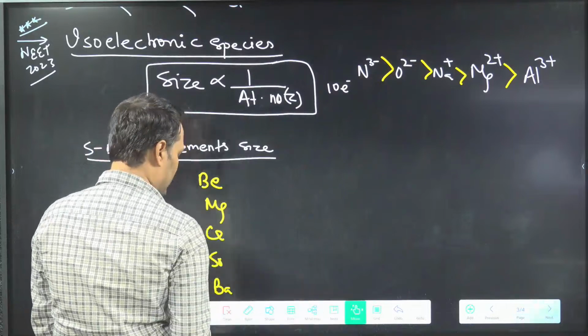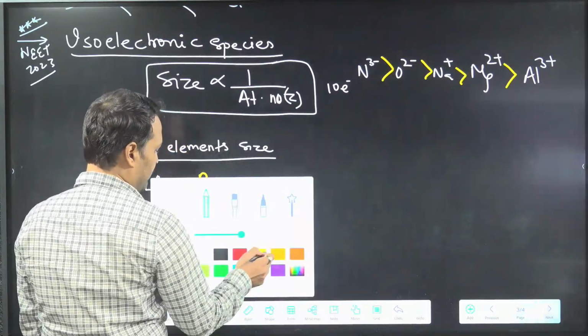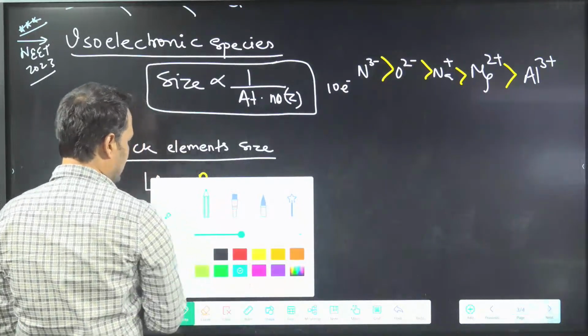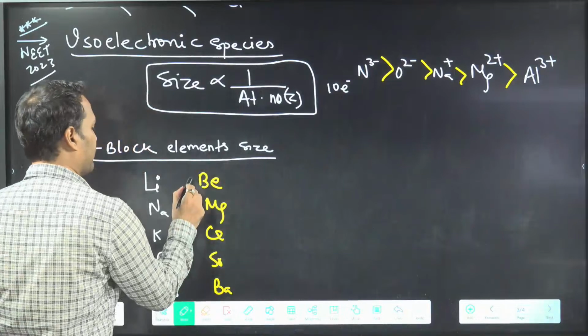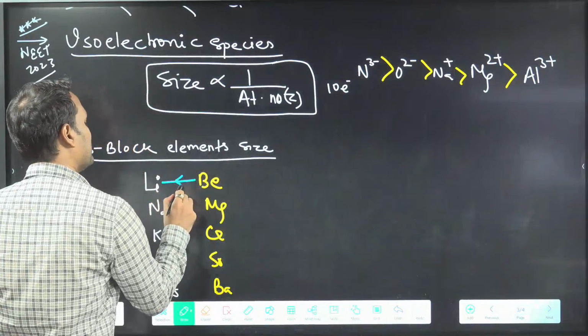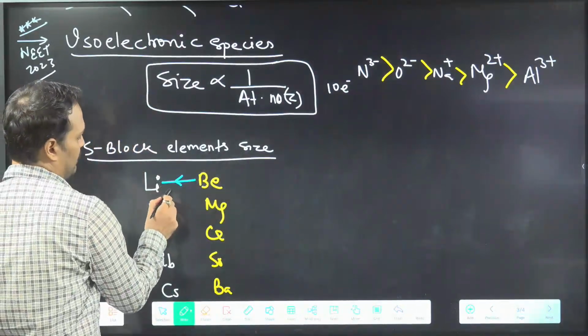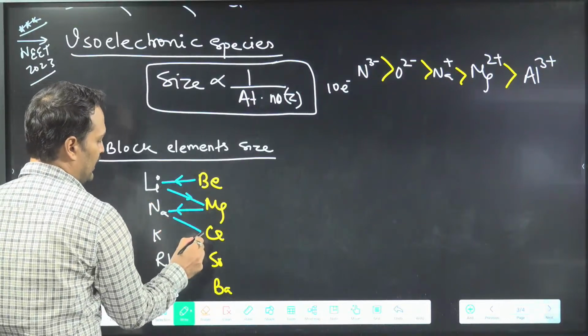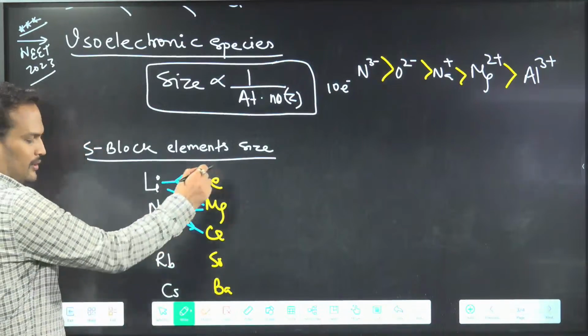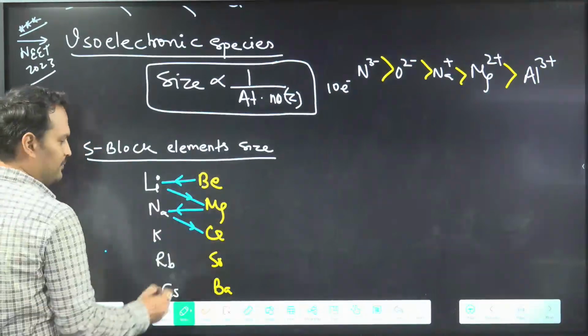So there is an order like this given everywhere. You just see whether this order is correct or not. Data is also in NCERT, you can verify. So beryllium is the smallest, then lithium, then magnesium, then sodium, then calcium. See, nice, na? The order is nice.